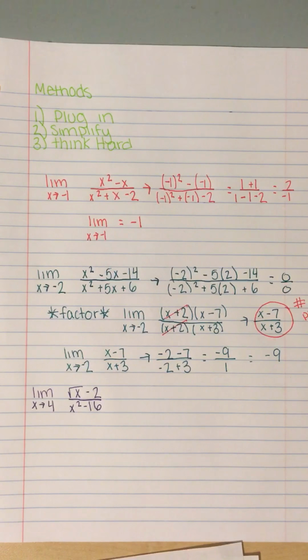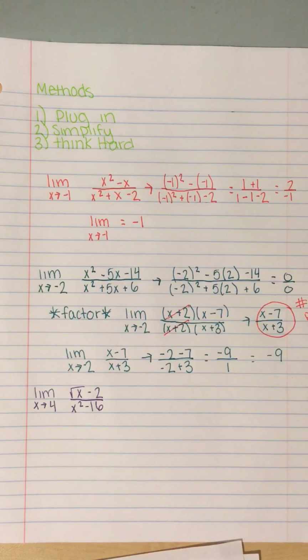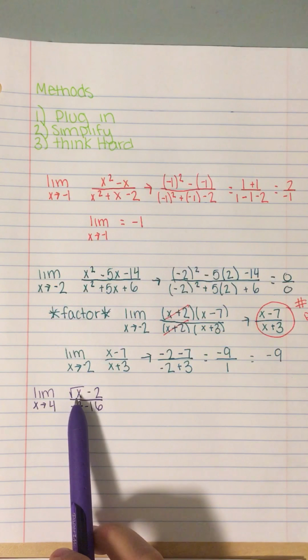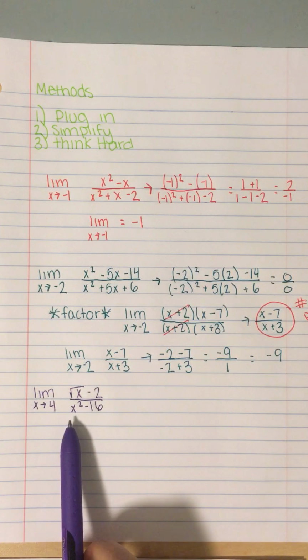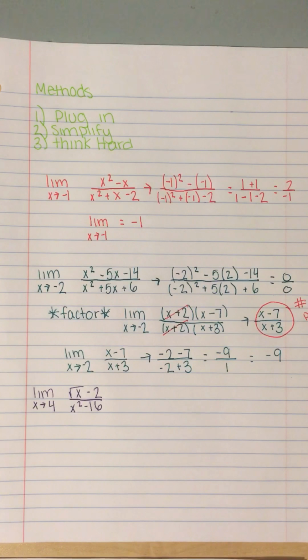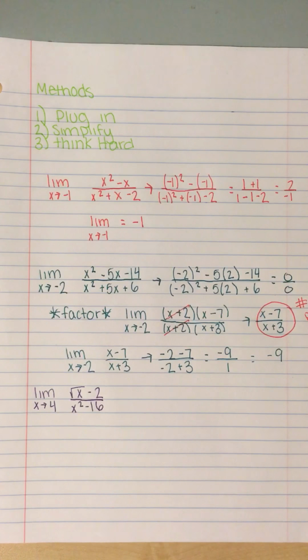Now we're on to the third and final method of solving algebraic limits. With this, we're given the equation the limit as x approaches 4 of the square root of x minus 2 over x squared minus 16. This in the end will give us 0 over 0. We can't simplify it because you can't factor at the top. Therefore, we are on to the think hard method.